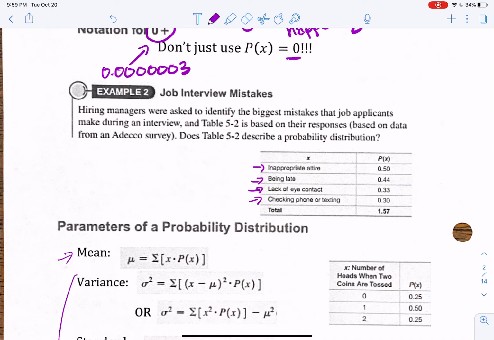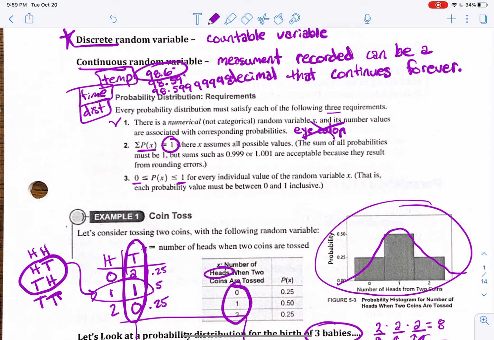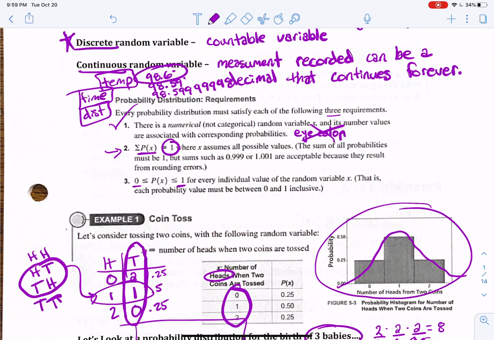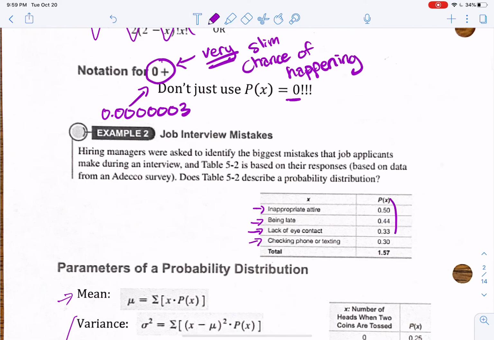So does the table describe a probability distribution? If we look at those 3 categories, this is numerical data. Check, that works. The probabilities have to add up to be 1. We're going to look at that here in a second. Number 3, the probabilities of each category have to be between 0 and 1. I think that one checks out. Each one of these numbers right here, the subcategories, are all between 0 and 1. But that second category does not work because this adds up to be like 157%.